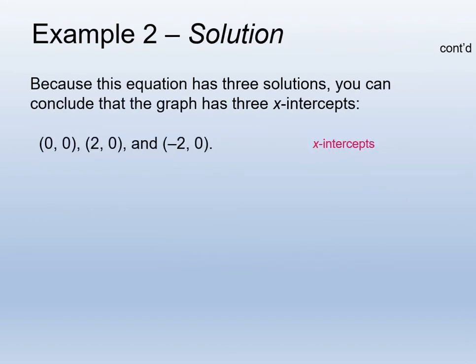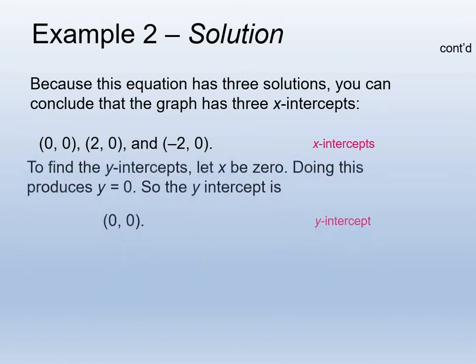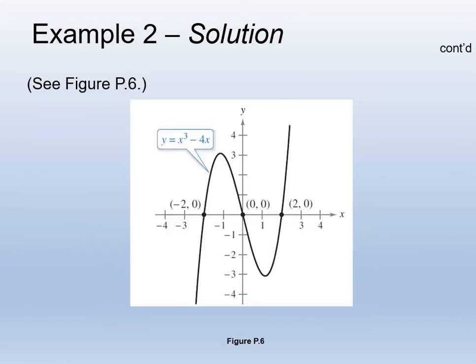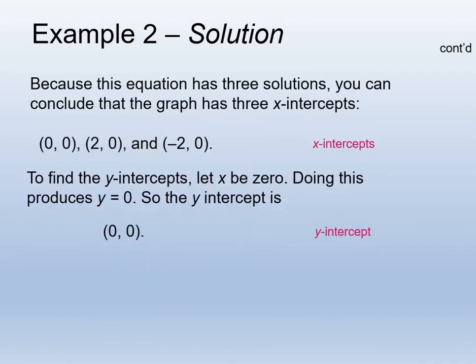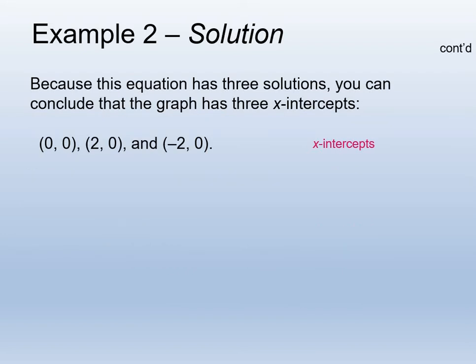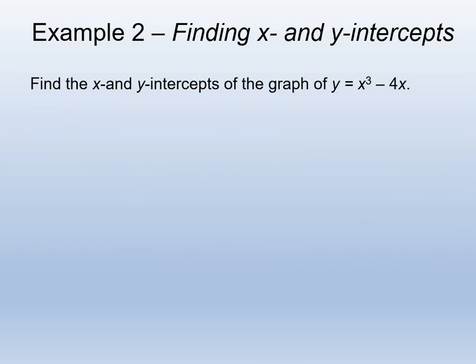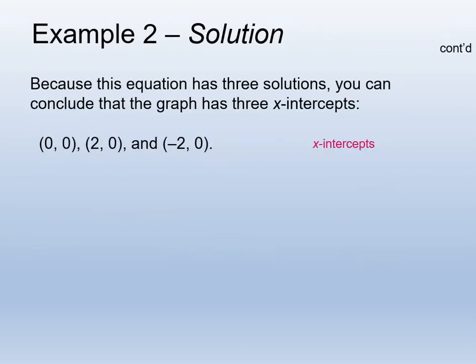Okay, I'm going to step back a slide there. The y-intercept is at 0, 0. Remember, that's when we make x equals 0. And I talked about that at the beginning. So if we go back here and we look at the original function, when x is 0, we get 0 cubed minus 4 times 0, so y equals 0. So there's where our y-intercept comes into play there.